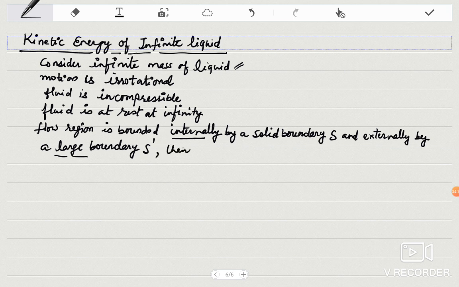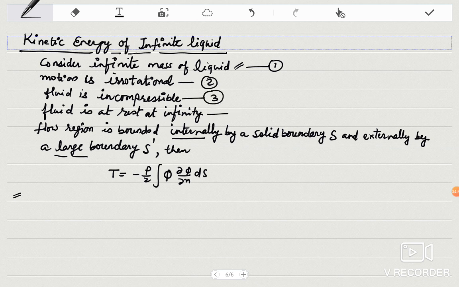Then T is defined as minus rho by 2 phi delta phi delta n ds. You may think that it is the same expression as I got in the previous part, but now the conditions are different in this part. You are talking about an infinite mass of liquid. So the first thing is, this is not the proof actually, this is just a derivation of this expression. The first thing is that motion is irrotational. So I'll give here numbers 1, 2, 3: irrotational, at rest at infinity, and region is bounded by these two boundaries. So first implies infinite mass of liquid.